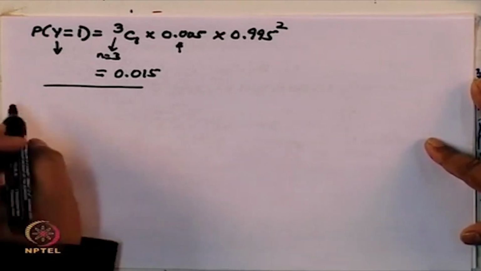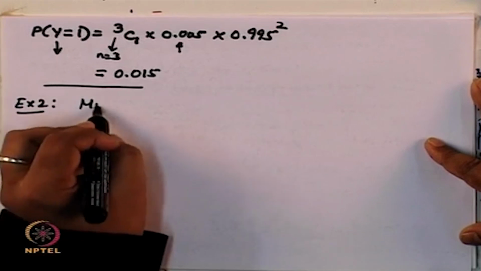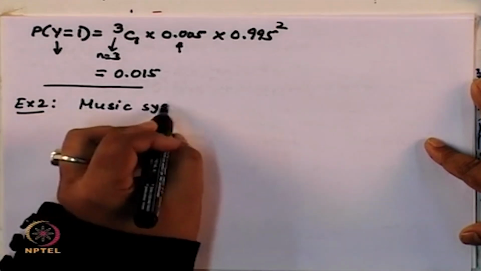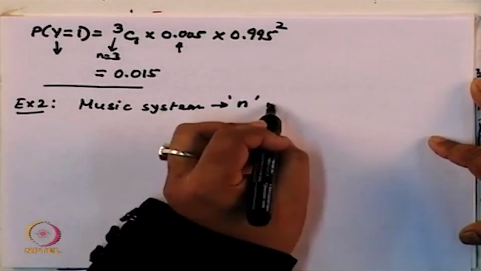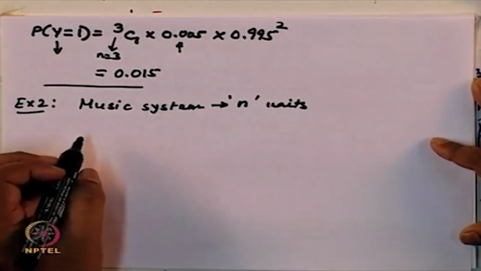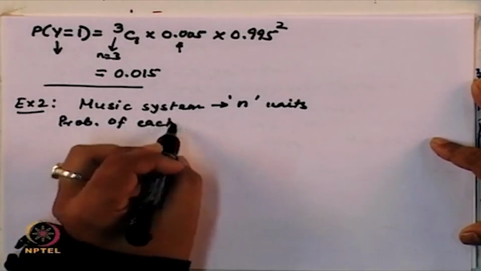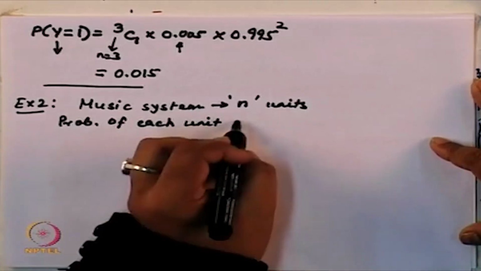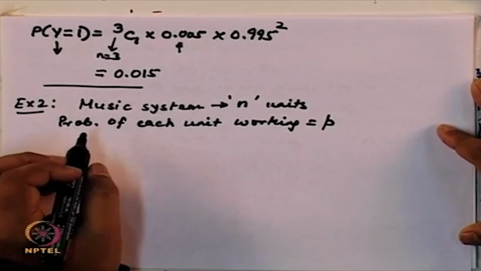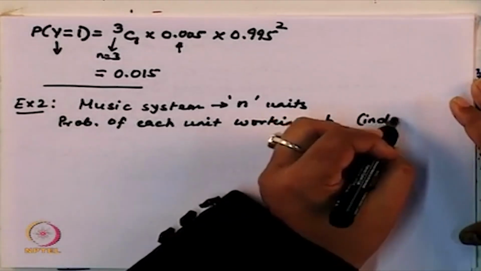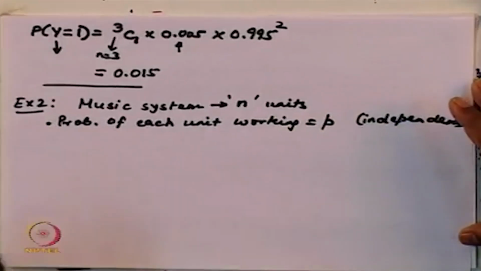Okay. Let us take another example. Imagine you have a music system which comprises n units. The probability of each unit working is equal to p. And this is independent. Okay. So, the probability of one unit working is independent of the probability of another unit working. Okay. So, this is one.